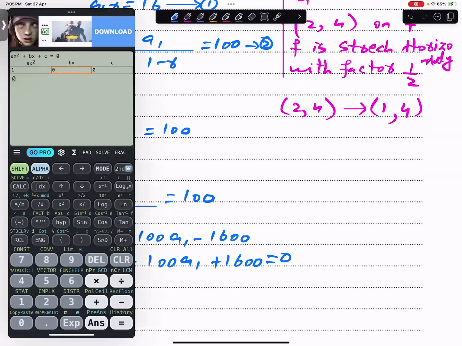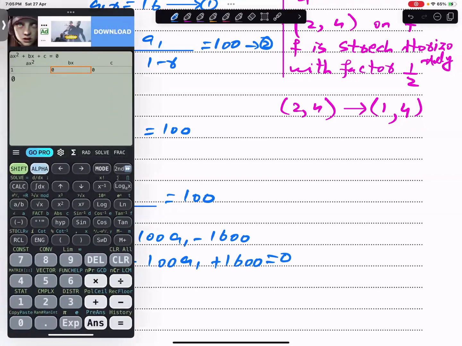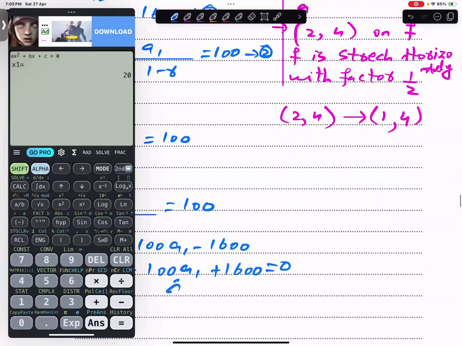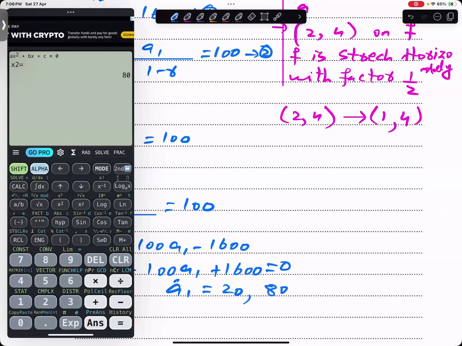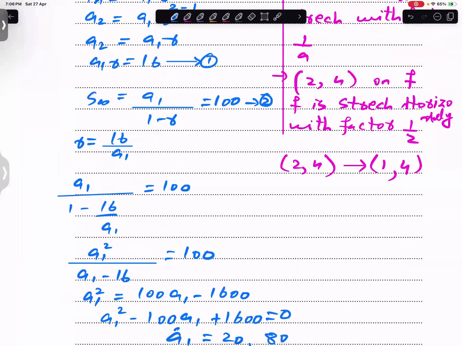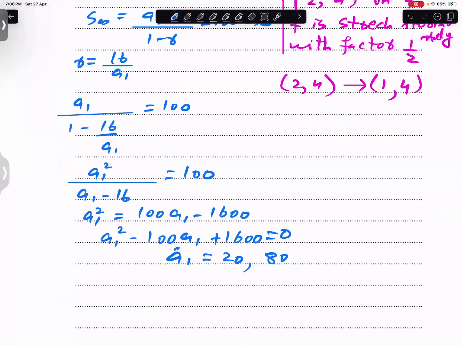1, minus 100, 1600. So the first term will be 20. So it has two values for the first term. So the first term is either 20 or the first term is 80.